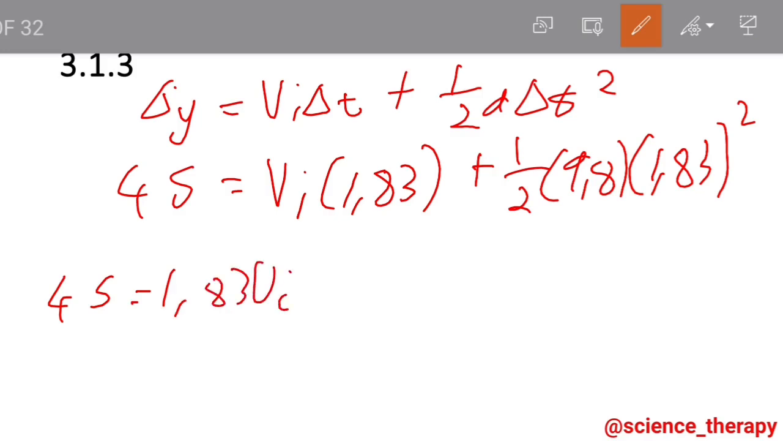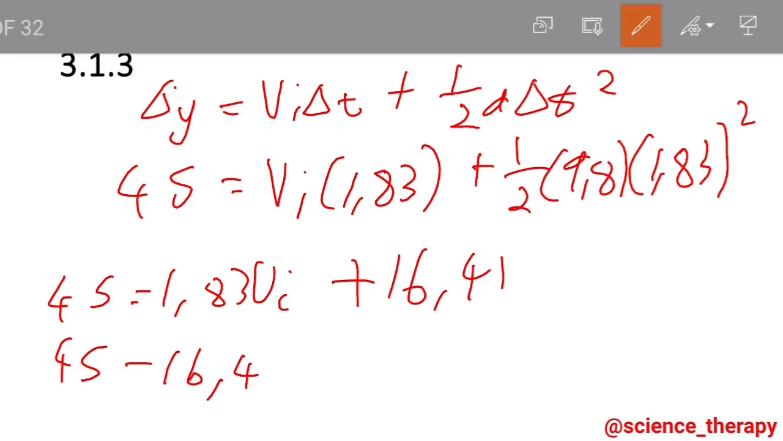Now, if you punch all that in your calculator, what is it that you have? We have plus 16.41. At this point, what can we do? We can just transpose the 16.41 to the other side. So we have 45 minus 16.41 is equals to 1.83 VI, right? Now, finding the solution to that one. So 45 minus that.